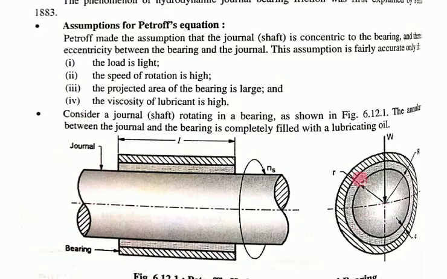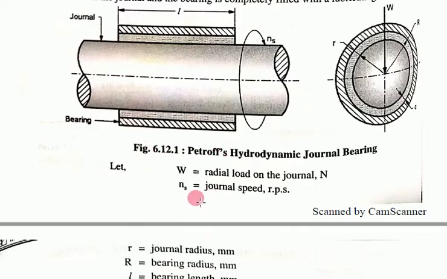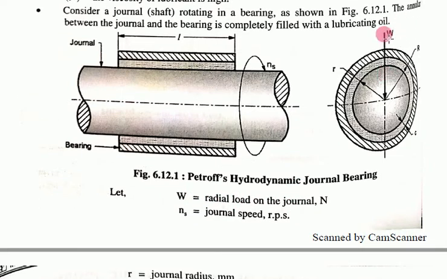Last time I have shown a figure. Okay, and this assumption is fairly accurate if the load is light, the speed of rotation is high, the projected area of the bearing is large, and viscosity of lubricant is high. Okay, so here W is the radial load on the journal.